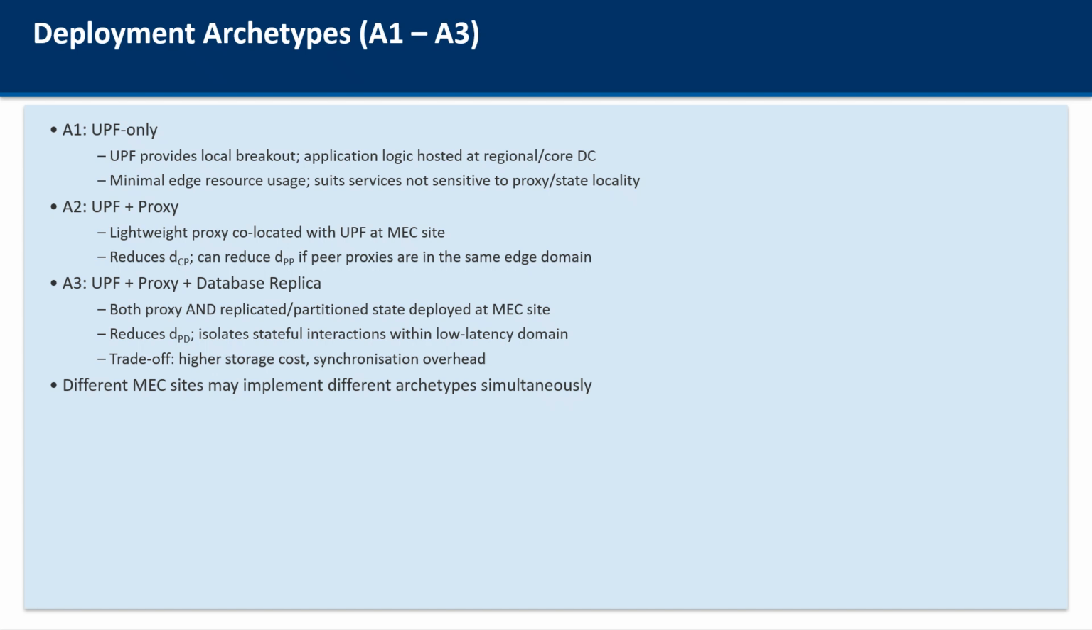Archetype A2 adds a lightweight application proxy co-located with the UPF at the MEC site. This directly reduces client proxy delay, and if interacting users are served by the same edge domain, also reduces proxy delay. Archetype A3 goes further by additionally deploying a state replica or cache at the MEC site, reducing proxy database delay. The trade-off is increased storage cost and the need to manage state consistency across replicas.